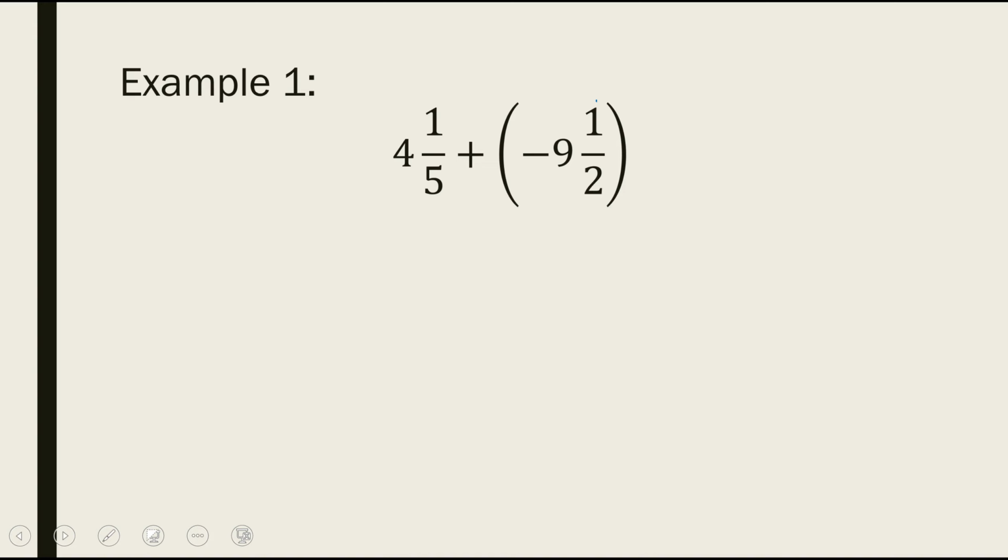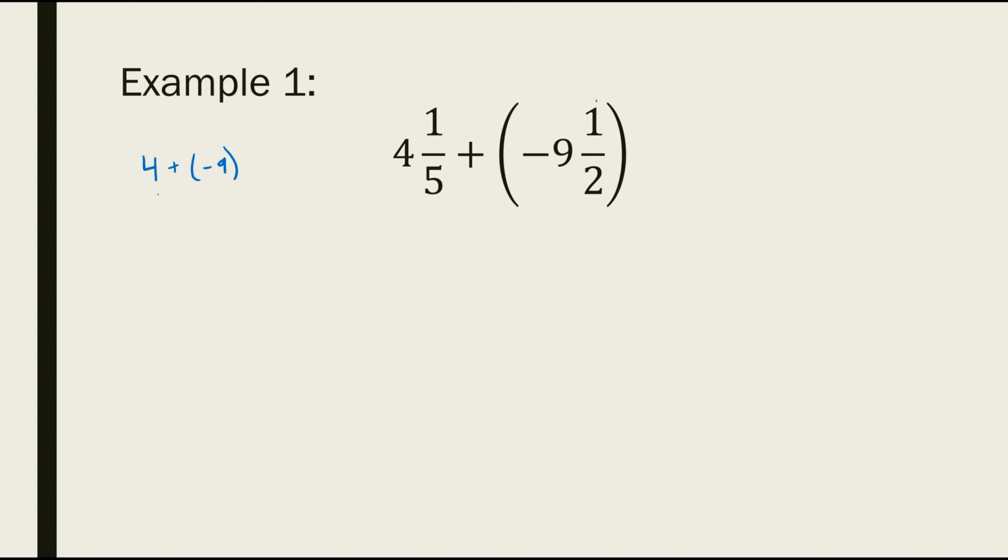So let's look at our first example. Here I have 4 1/5 plus negative 9 1/2. Now keep in mind, let's think about an easier example. Let's think about what we would do if we were adding 4 and negative 9. So I basically just took off the little fractional part of the mixed number.